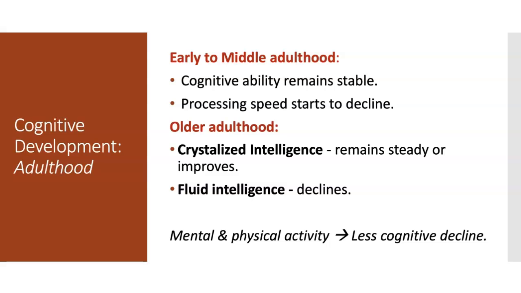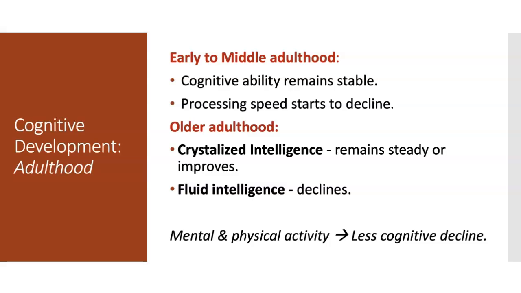Okay, so moving on to cognitive changes in adulthood. Now, usually a person's cognitive development reaches its peak during early adulthood. Remember, that's when the frontal lobe finishes developing. From that point, we start to see some decline in mental functioning. Now, overall, cognitive abilities remain steady through early and middle adulthood, but you do start to see processing speed start to decline. So processing speed is how quickly your brain can do things and process information. So you start to see that slowed down.